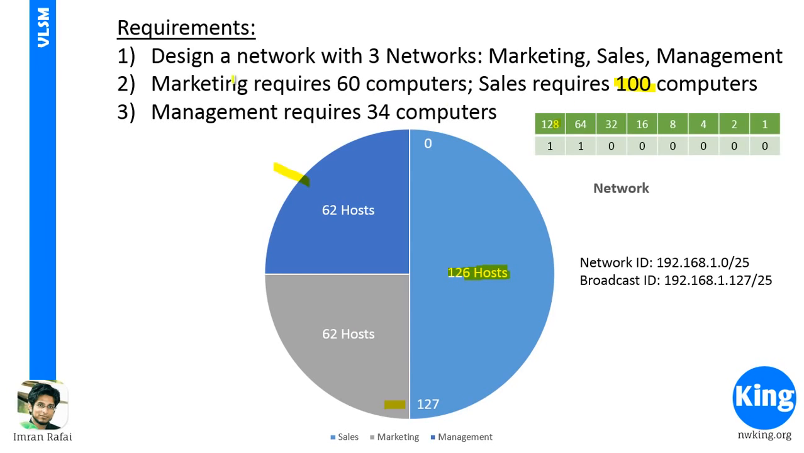In between, we have 126 valid hosts, which is perfectly fine to accommodate our sales department. Now, next highest is the marketing department, which requires 60 computers. 60 computers, can we go to 3 bits? We can't, because it is 32. We need to stay at 2 bits.